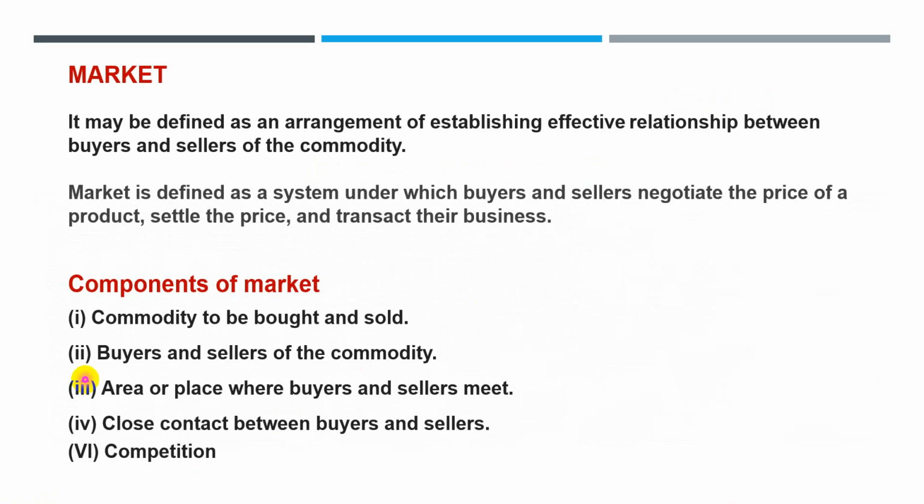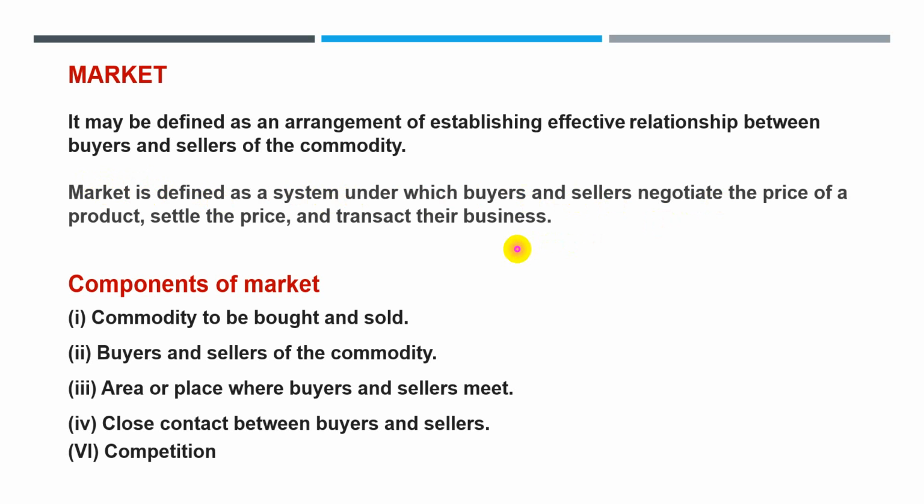Market refers to the whole region where buyers and sellers of a commodity are in contact with each other to effect purchase and sale of the commodity. Market may be defined as an arrangement of establishing effective relationship between buyers and sellers of the commodity. Another definition of market in economics: market is defined as a system under which buyers and sellers negotiate the price of a product, settle the price, and transfer their business.